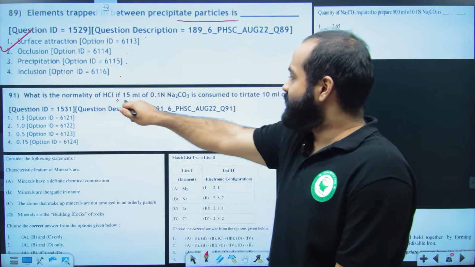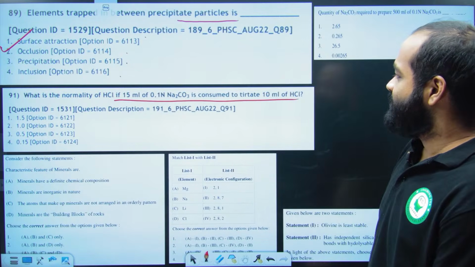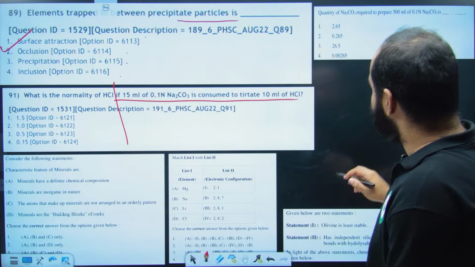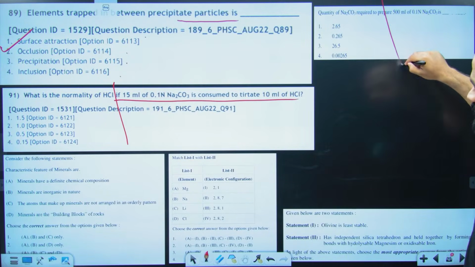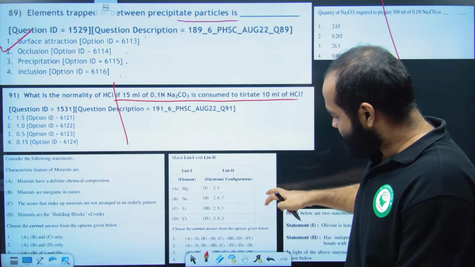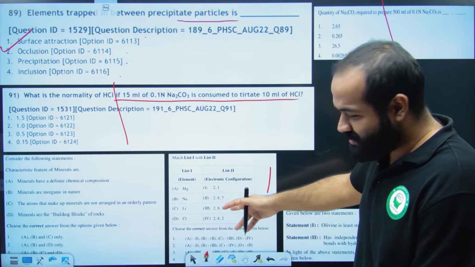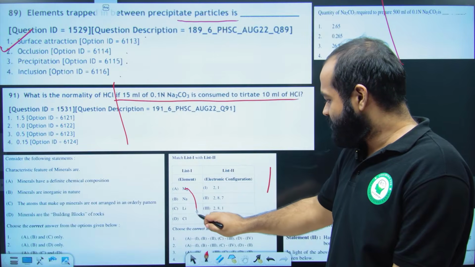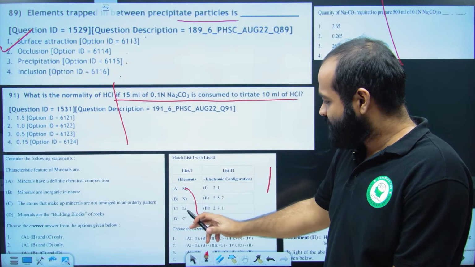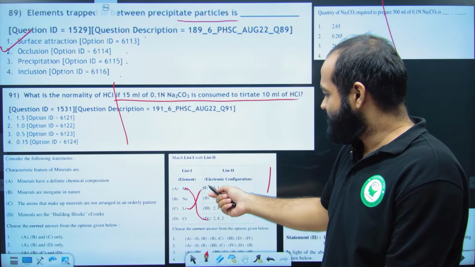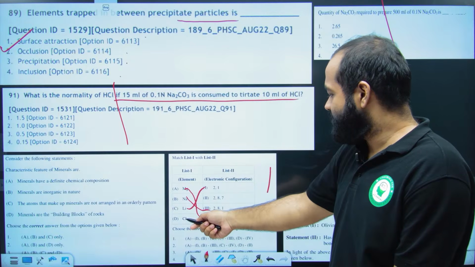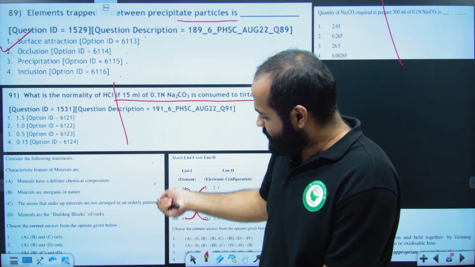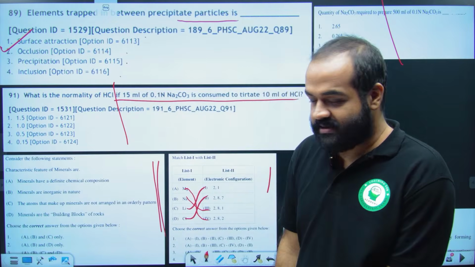What is the normality of HCl if... छोड़ो ये तो बेसिक केमिस्ट्री का क्वेश्चन है, नॉट सॉइल केमिस्ट्री. We will leave this, ये भी हम छोड़ देते हैं. This is the electronic configuration. This is very easy, I guess. Magnesium is, we know the atomic number 282, then lithium is 3, this will be Na and this will be chlorine, right? So this is very easy. This one I think all of you can answer.